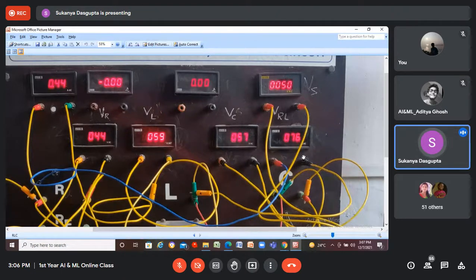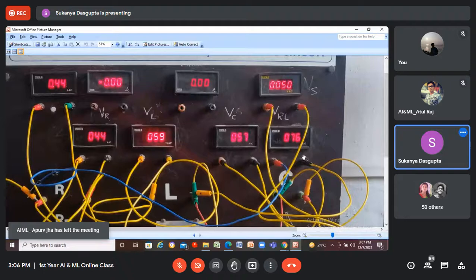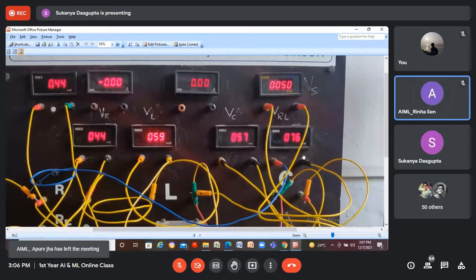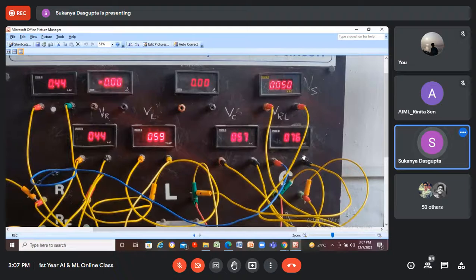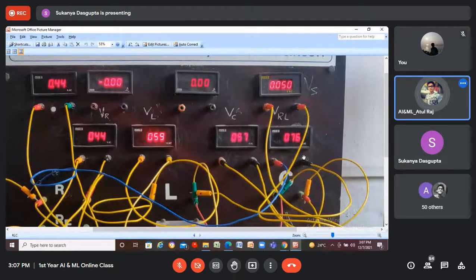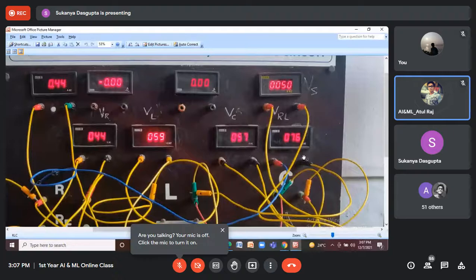Can anyone tell me from these readings, can we conclude that the circuit is more inductive? Yes, ma'am. What is the reason behind this statement? VRL is greater. With respect to what? Capacitive or inductive. VL is 59 volt, VC is 57 volt. That means VL is higher than VC here.